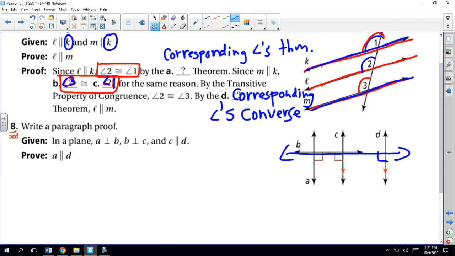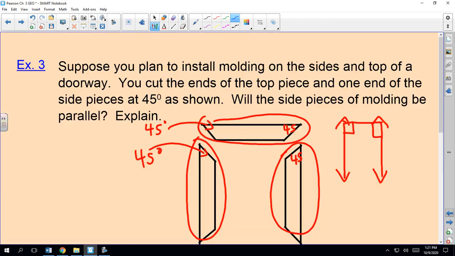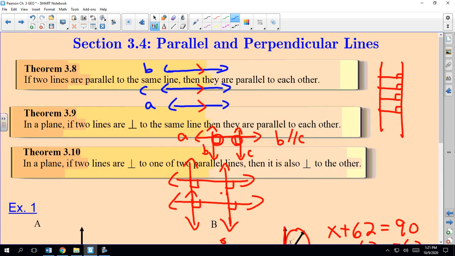So what we have, if you go back up here, we've got two lines perpendicular to the same line, one line parallel to another. What does that sound like from our theorems in the very beginning? In a plane, if two lines are perpendicular to one of two parallel lines, then it is also perpendicular to the other. That sounds like theorem 3-10 to me.